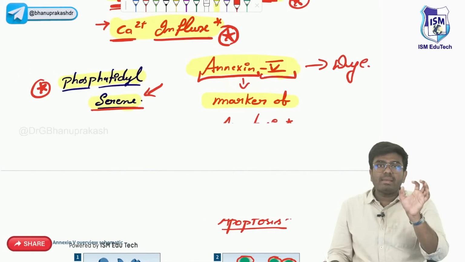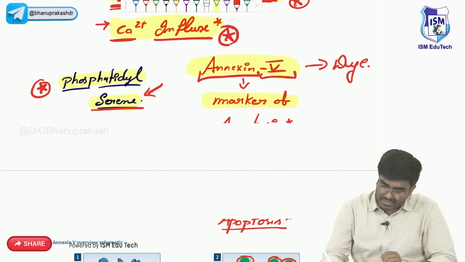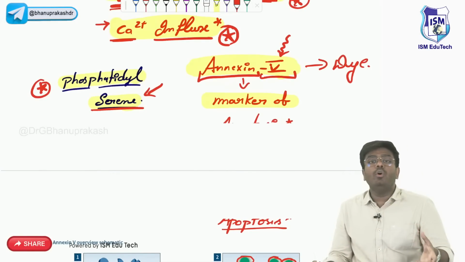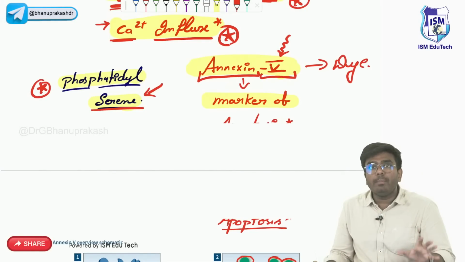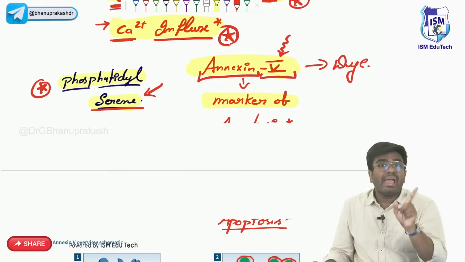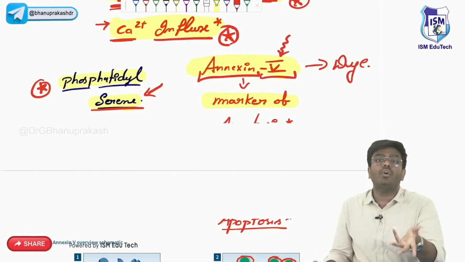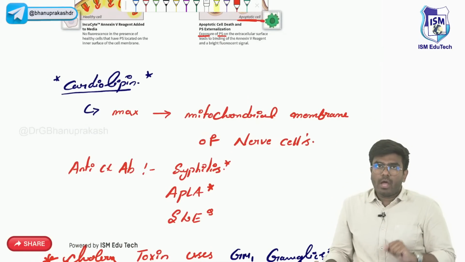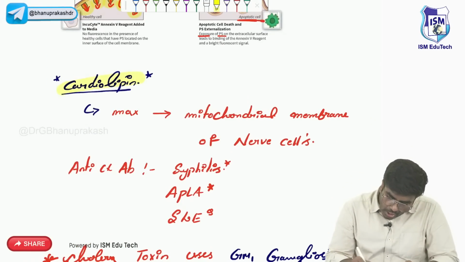Now, what is a marker of an apoptotic cell? Annexin 5. How can you know whether the cell is undergoing apoptosis or not? By staining it with annexin 5. Annexin 5 goes and stains what? Phosphatidylserine. Now, after phosphatidylserine, let's talk about cardiolipin.